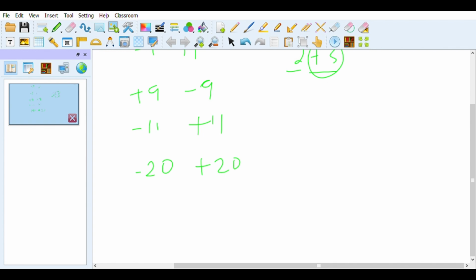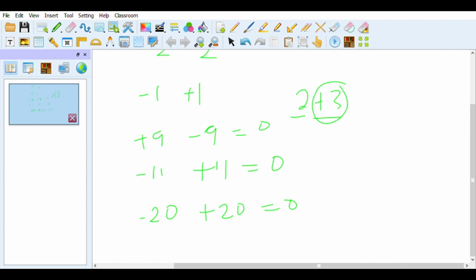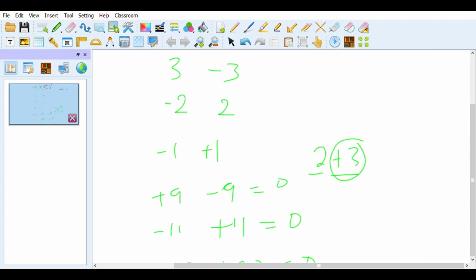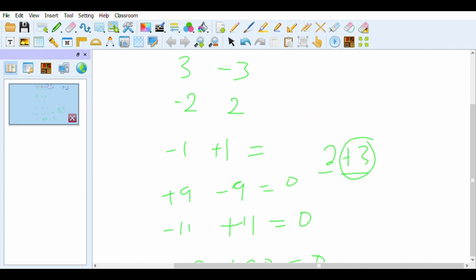So what is it with additive inverses? When we combine them, we get 0. So minus 11 plus 11 is 0. Minus 20 plus 20 is 0. Plus 9 minus 9 is 0. Minus 1 plus 1 is 0. So this is what makes them additive inverses.